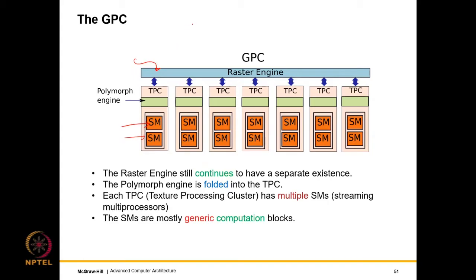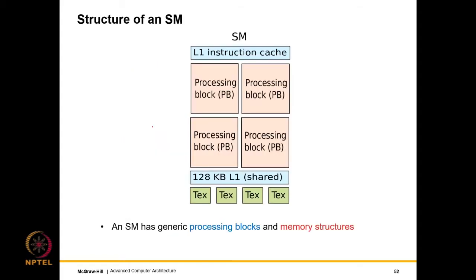So where were we? So we had 6 GPCs. Each GPC has 7 TPCs and a TPC has 2 SMs. Right? So let's now further dig one level deeper and look at the structure of these SMs. The structure of an SM is as follows: an SM has an L1 instruction cache and it has 4 of these processing blocks. So again, you see one more level of hierarchy.